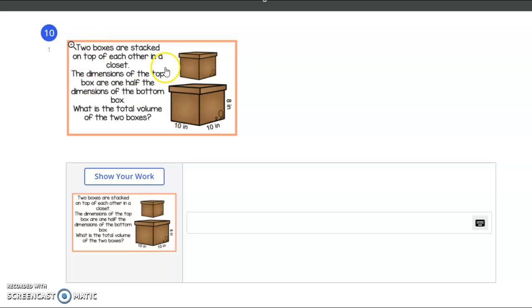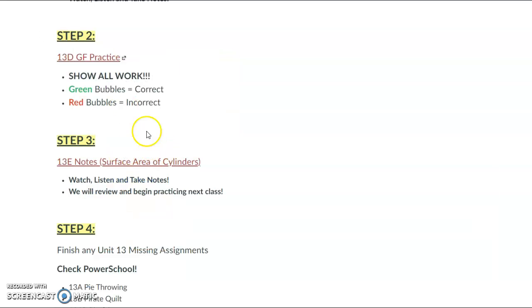So again, your bubbles are going to turn green and red. It should be your goal to have all 10 green bubbles before you submit. If you have questions, you may ask each other. You may ask the substitute, or you can Canvas message me and I'll get back to you as soon as I can. So that's your main practice activity for lesson 13D.